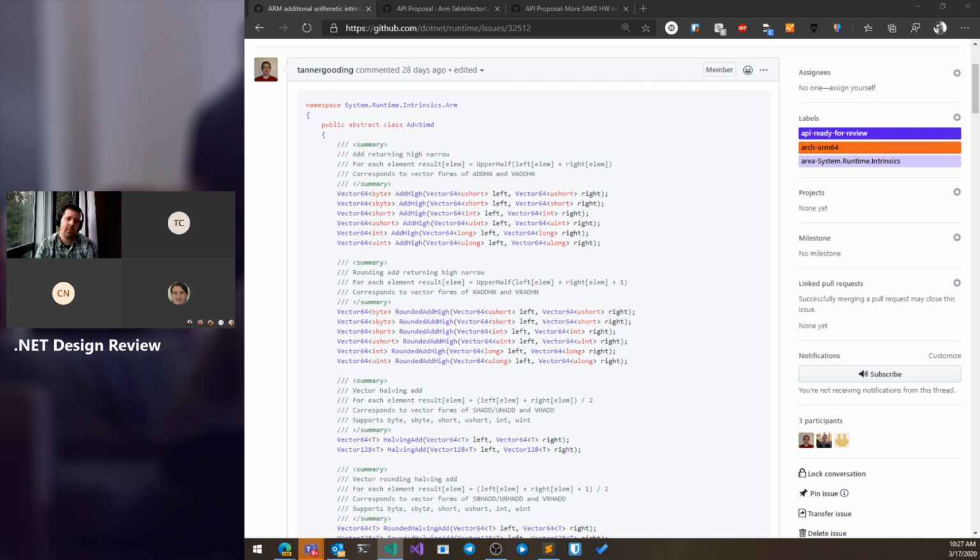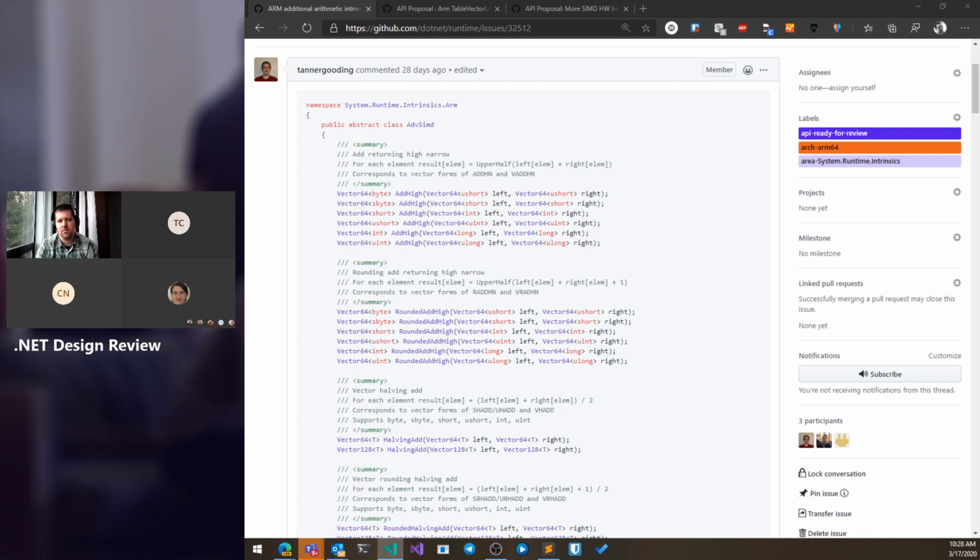So I guess if we want to start battle royaling on names, my first comment would be, we're not actually adding the high components of the inputs. We're adding the two inputs and then taking the high component. So the name reads a bit strange to me, but I can't really think of a better name, to be honest.